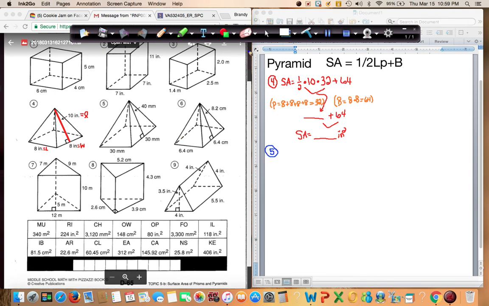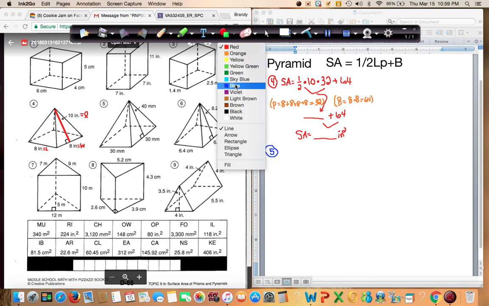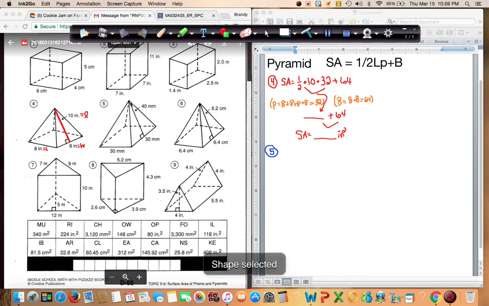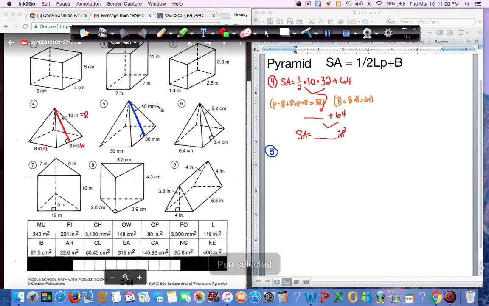Alright, so again, just to show you, our slant length is this guy right here. It's the one for the triangle. So it's going to be 40 is going to be my slant length. So that's that cursive L. And then we have our length and width of our square down here, which in this case is going to be 30.